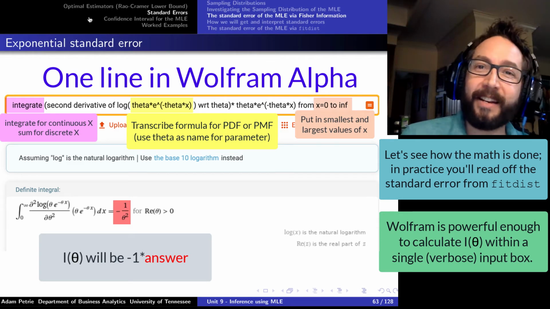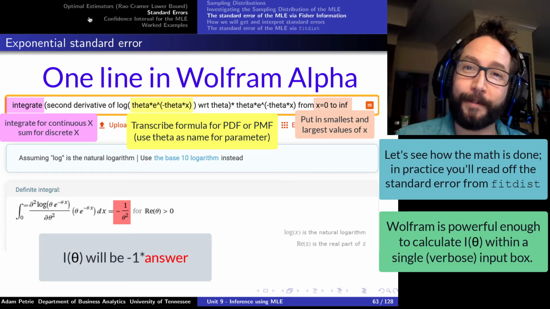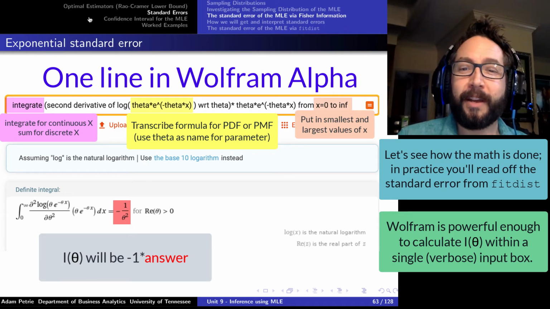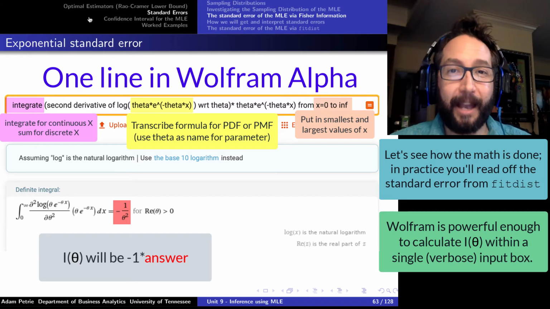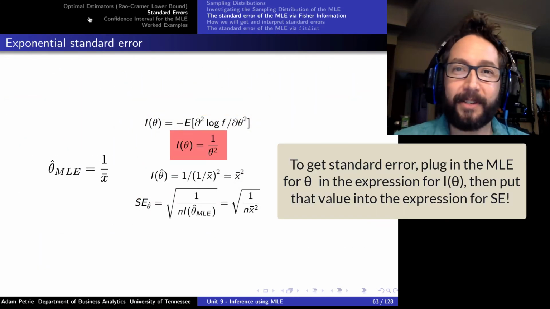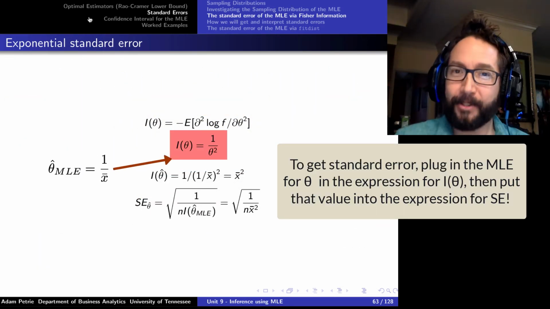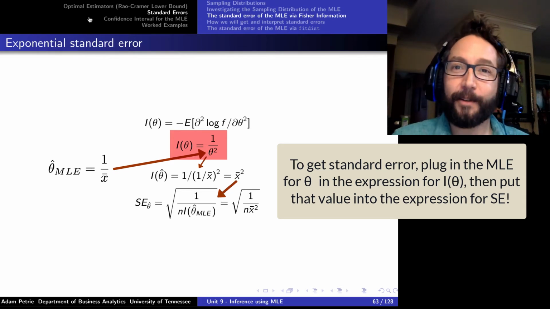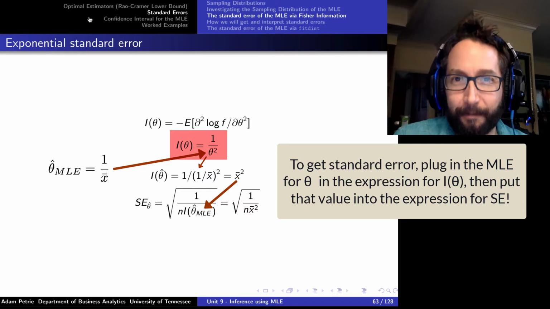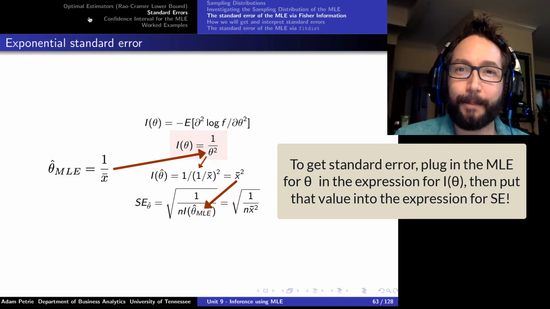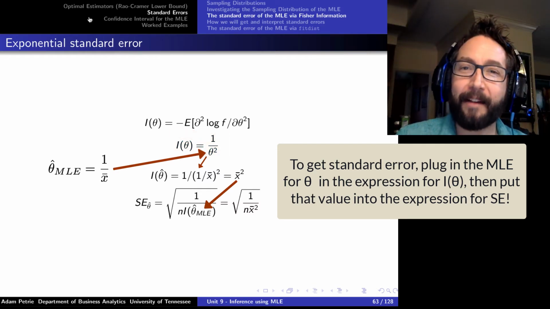So the upshot is that I found that the Fisher information for an exponential distribution is just 1 over theta squared. If I want to know what the standard error is of my MLE estimate, all I need to do is take 1 over n, my sample size, times the value of that Fisher information evaluated at the MLE estimate. And remember, theta MLE for an exponential is just the reciprocal of the sample average.